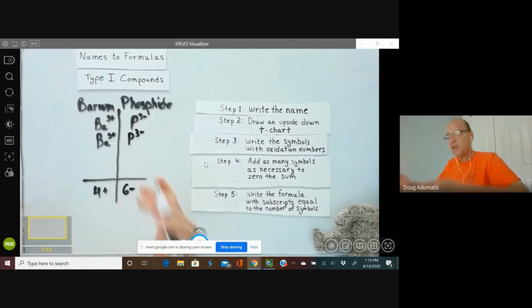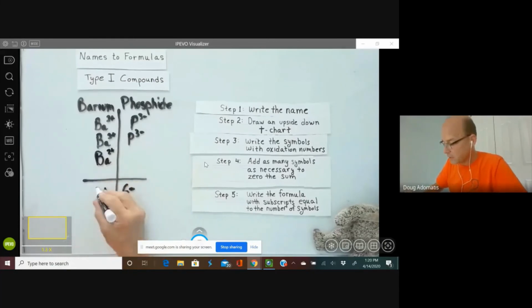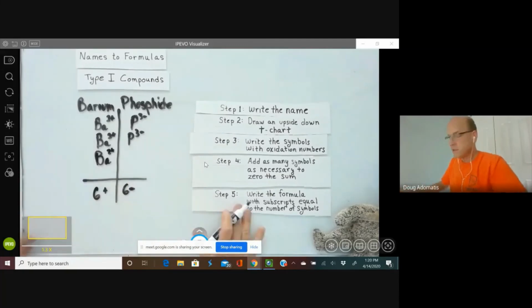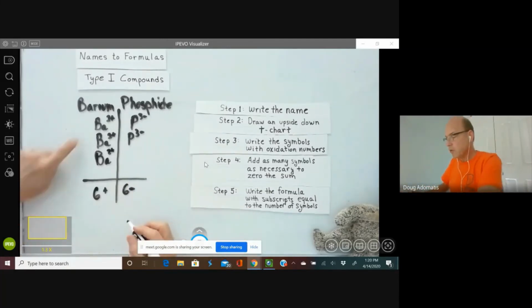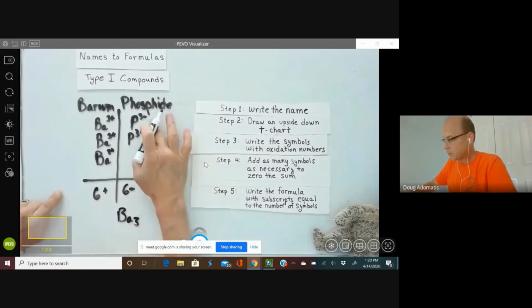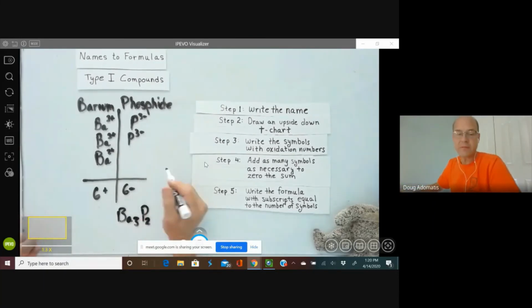right? Mr. A, it's never going to come out. Look, this is a 4 and a 6, and it's just not going to work, darn it. And some of you are saying, ooh, Mr. A, add another barium. And now we have a 6 plus and a 6 minus. They balance, right? So now all that's left to do is step 5, write the formula. We've got 1, 2, 3 barium particles, and we've got 2 phosphide particles. Ba3P2 is the formula for barium phosphide.